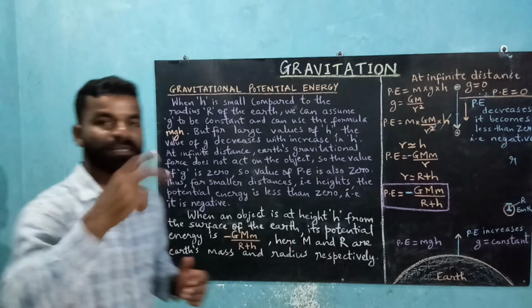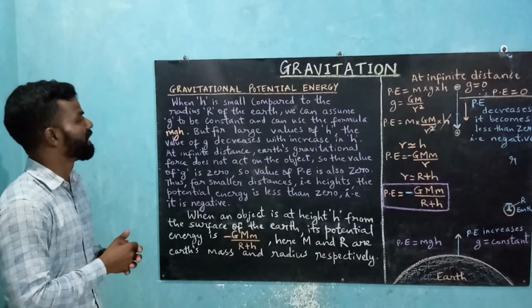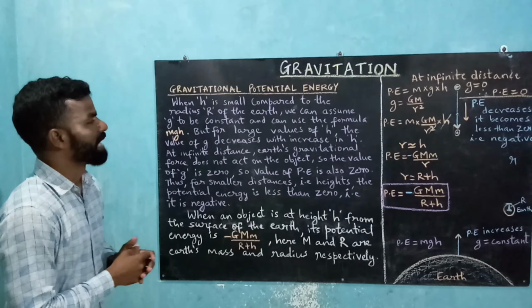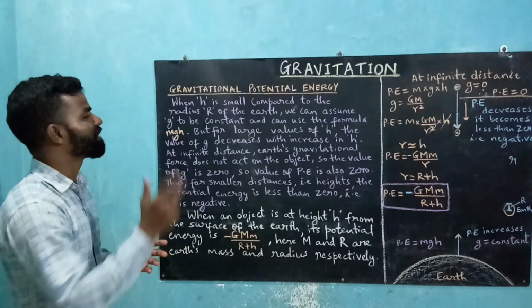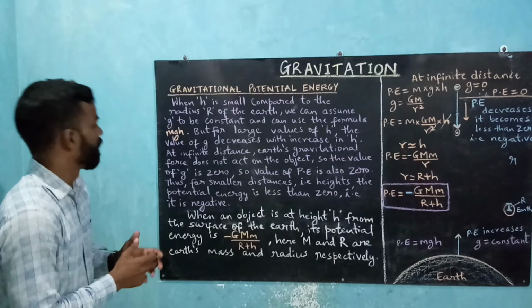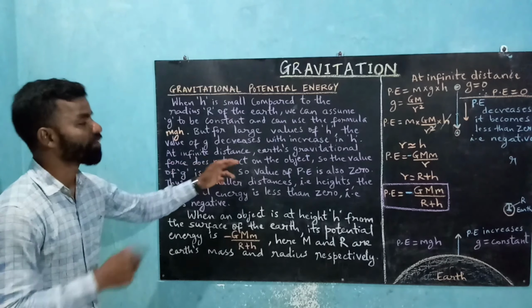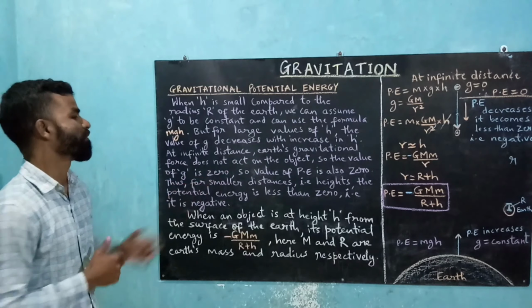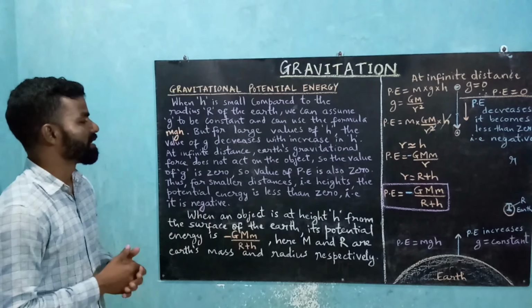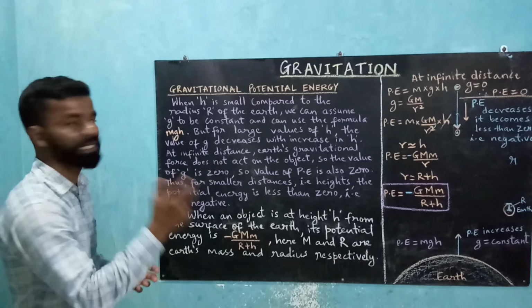So whatever I have explained, I have written over here. So when h is small compared to the radius R of the earth, we can assume g to be constant and can use the formula mgh. But for large values of h, the value of g decreases with increase in h. At infinite distance, Earth's gravitational force does not act on the object. So the value of g is 0. So the value of potential energy is also 0. Thus, for smaller distances, that is heights, the potential energy is less than 0. That is, it is negative.